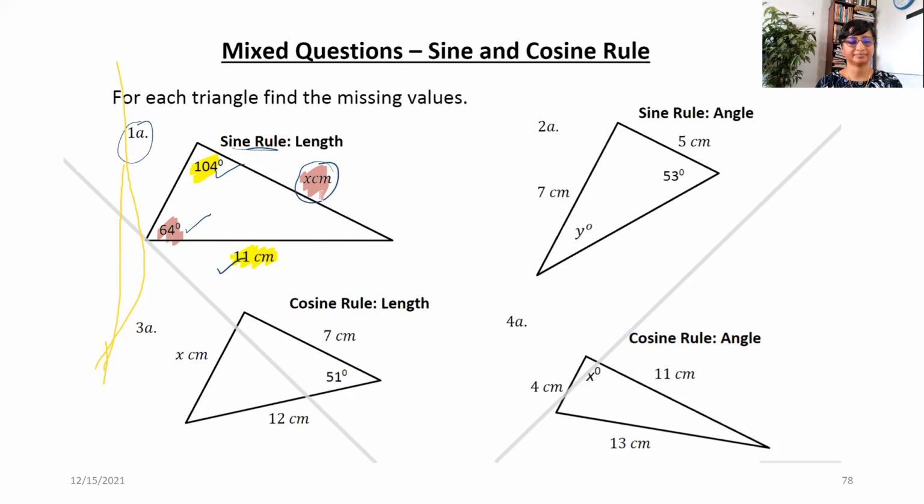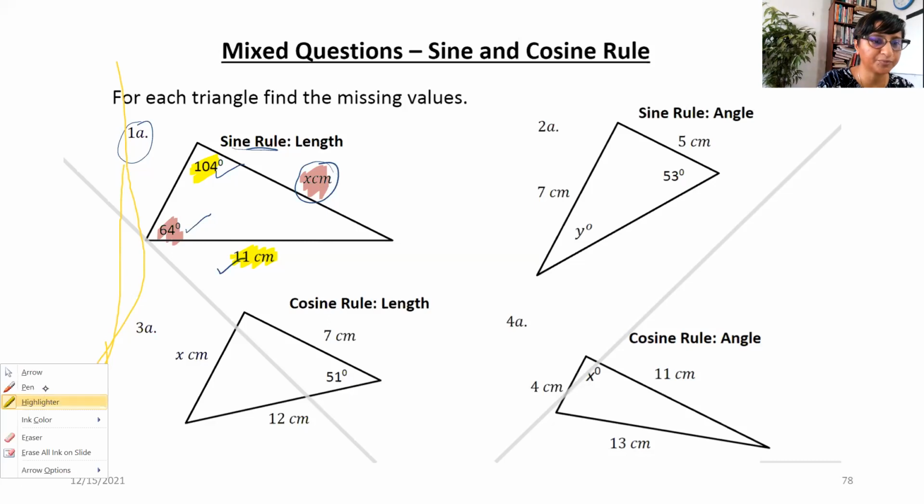What's the answer? Vidusha says 6.77. Okay, got it. Let's do a sine, cosine one.